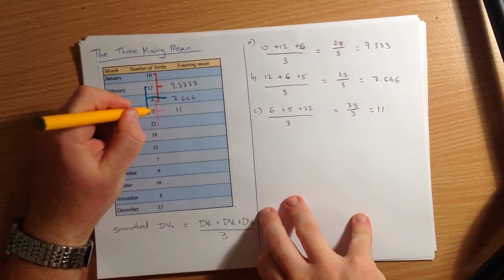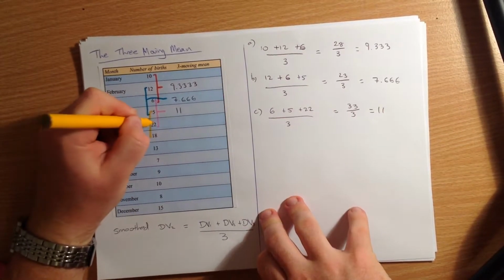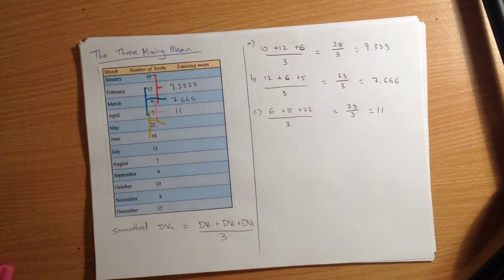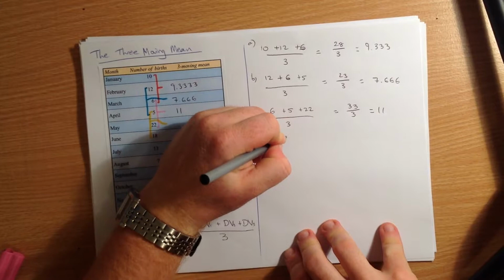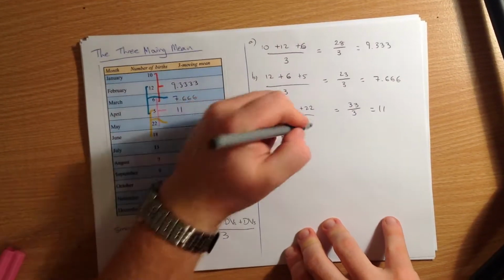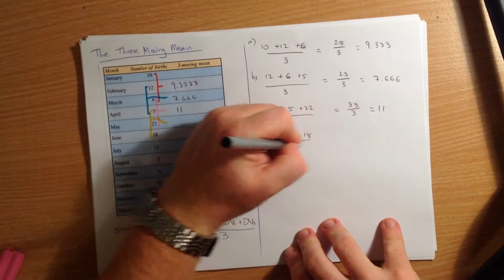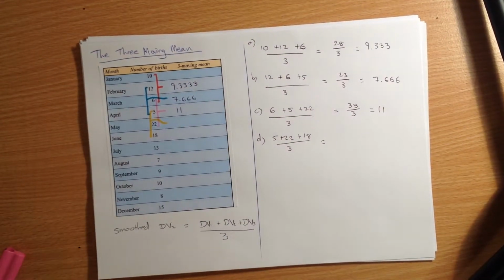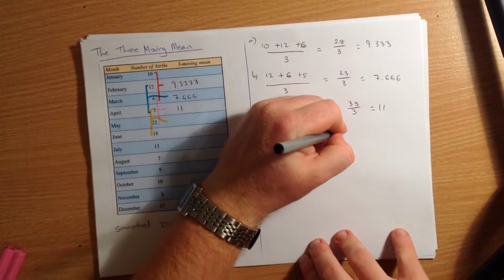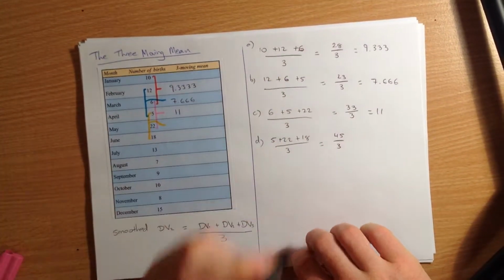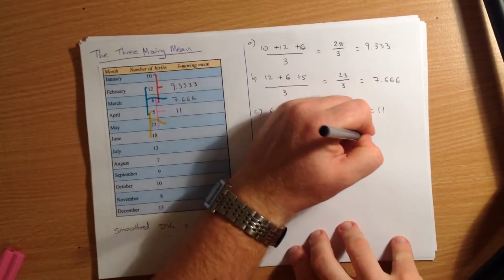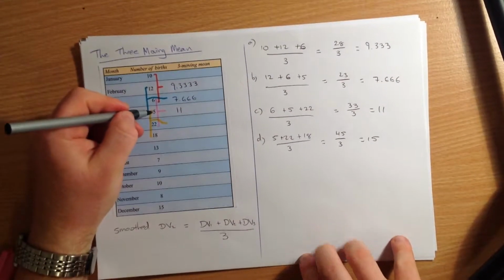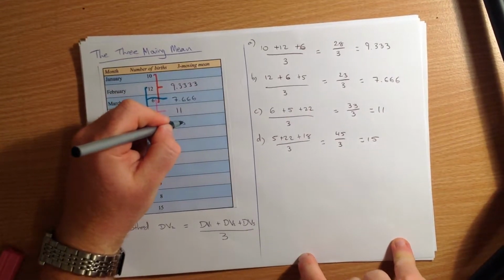I'm going to now smooth 5 and 22 and 18. 5 plus 22 plus 18 divided by 3. 22 plus 18 is 40, plus another 5 is 45 divided by 3. And 45 divided by 3 must be 15. So my smooth of 5 and 22 and 18 makes 15.